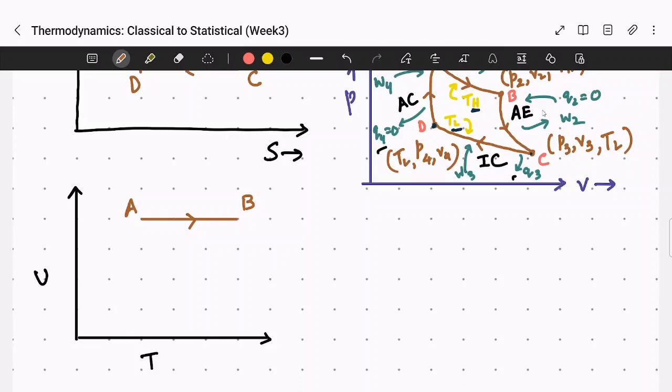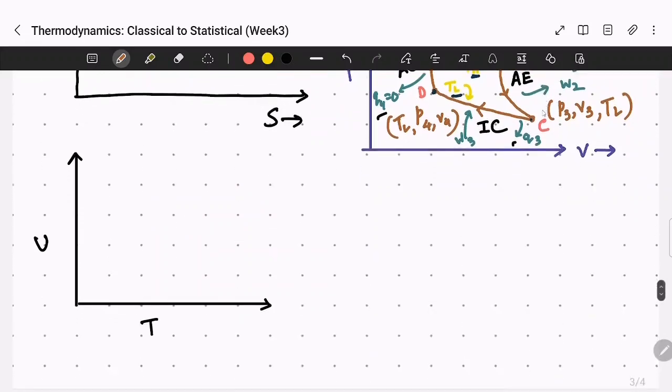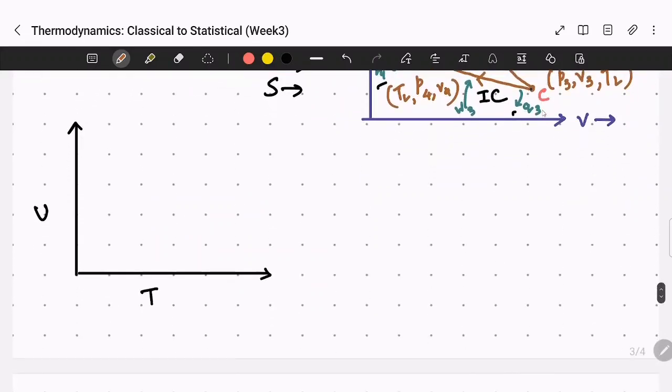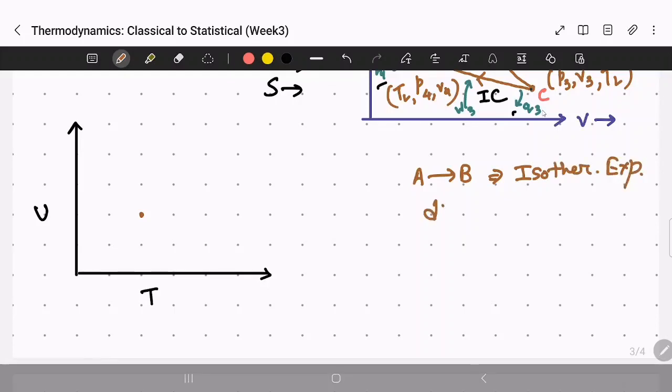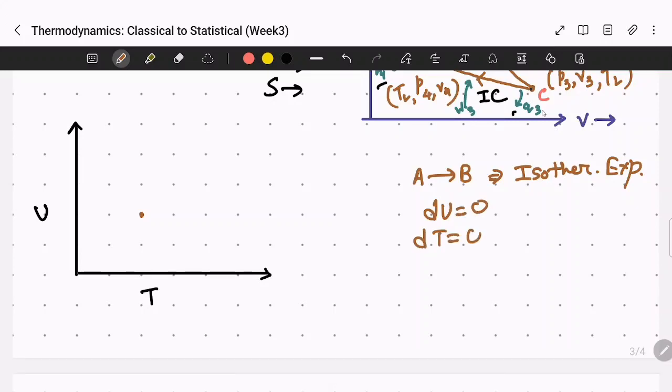Okay, one minute. It's a mistake. For the first process, A to B, this is isothermal expansion, right? So for isothermal expansion, dU is 0 and dT is also 0, because this is isothermal expansion. So for A to B, the point will not shift. This is very important. This is very tricky.